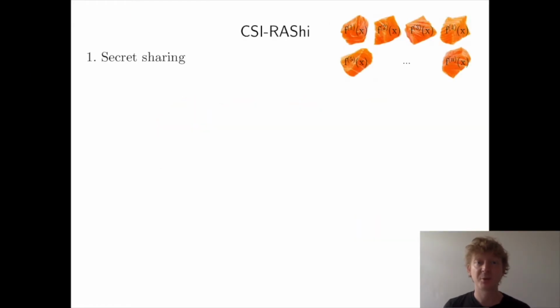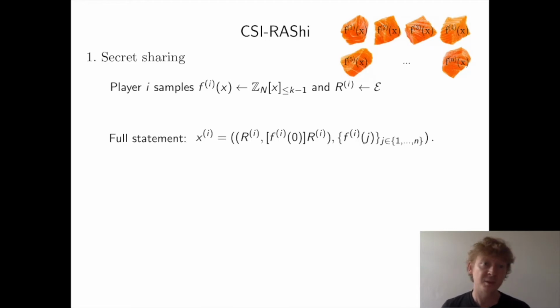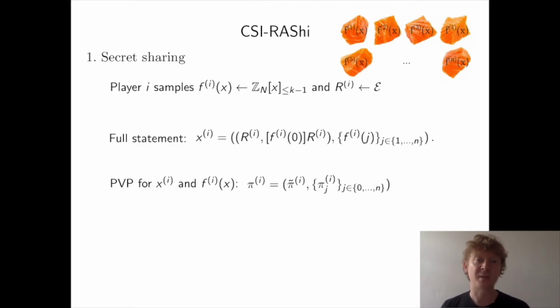So the first step in the CSI-RAShi protocol is the key distribution scheme based on Shamir's secret sharing. The idea is that every participating player i samples a polynomial fi of a previously specified degree k-1, which is related to the desired threshold. Also, every player samples a random element ri from the set E. The full implicit statement of this player is now that two given curves are connected by the action of its polynomial at position 0, and that the elements given to the other players are evaluations of this polynomial at these players' respective positions. So player i proves correctness of its statement by generating a piecewise verifiable proof that allows players to verify correctness of the statements.